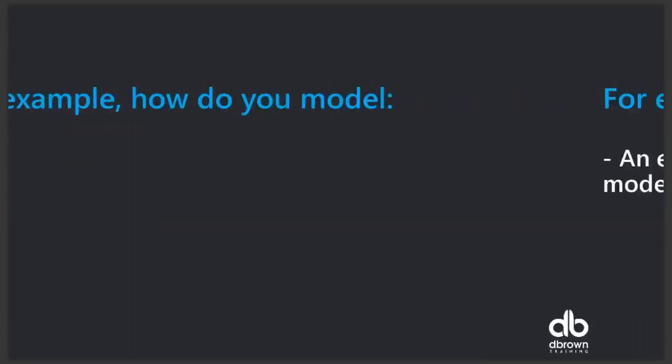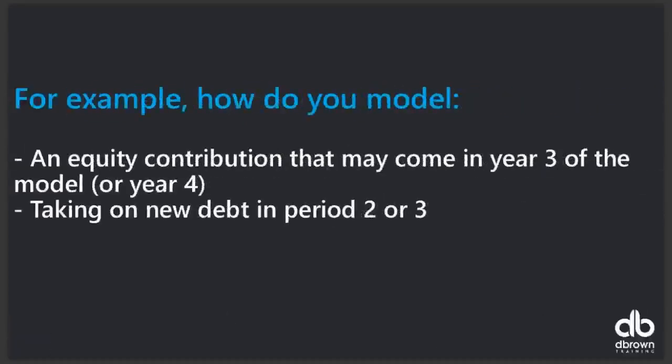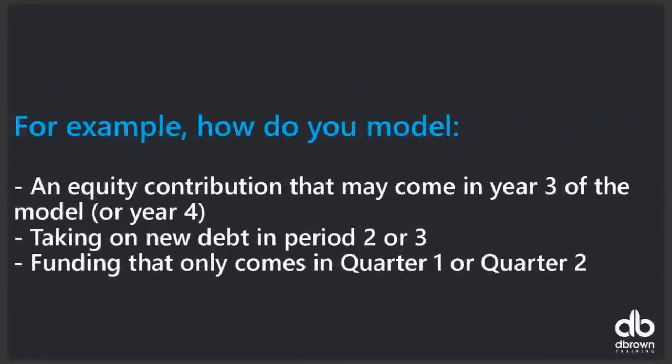I've given you some examples already, but here are some more. An equity contribution that may come in year 3 of the model or year 4. How do you time it? How do you automate that so that it just comes in at the right time? Or debt: when does debt come in? When does debt start? What kind of debt is it in the first place? And when is the money coming in? When are the repayments expected? Those are the kind of things we're looking at.